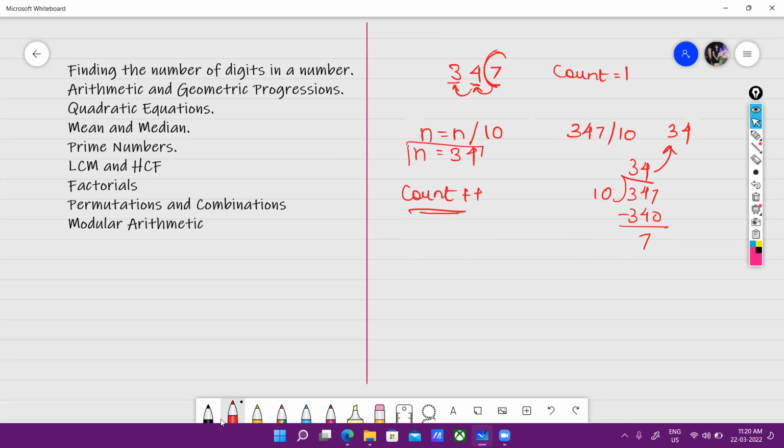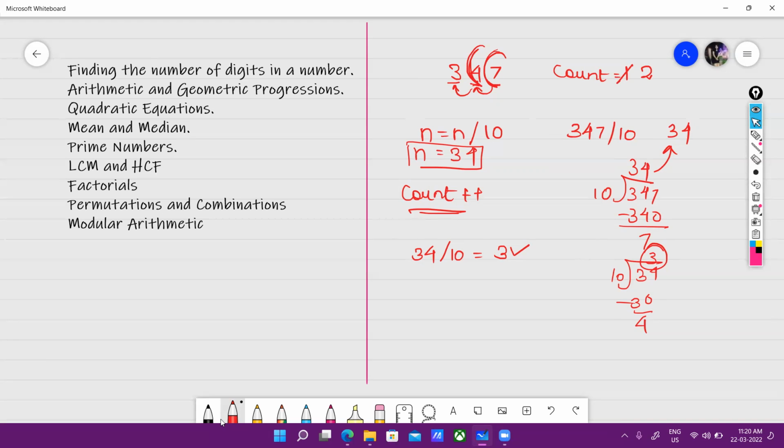Again, n is now 34, and I will divide it by 10. So it will be 3. We all know it is 3. Again, we are removing the 4, so I am incrementing the count to 2. It was 1, now it is 2.